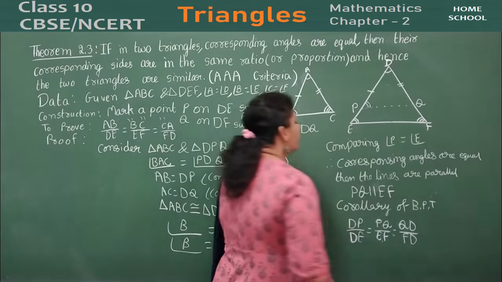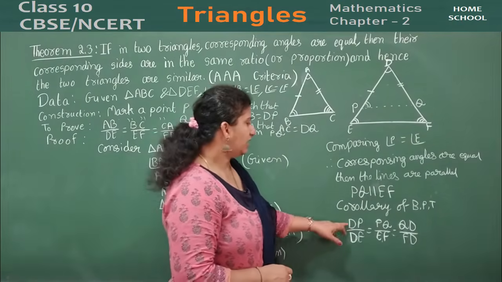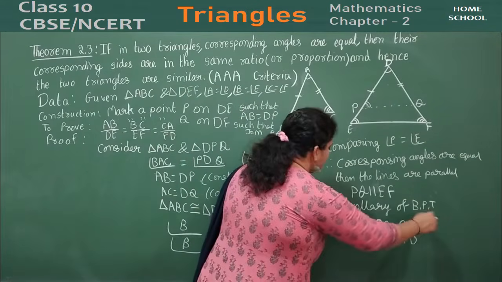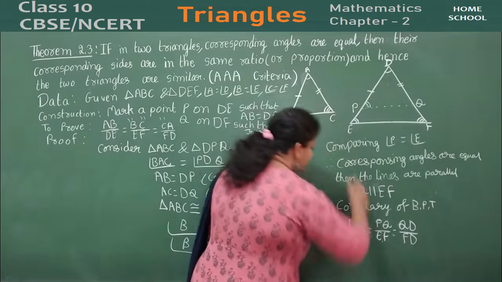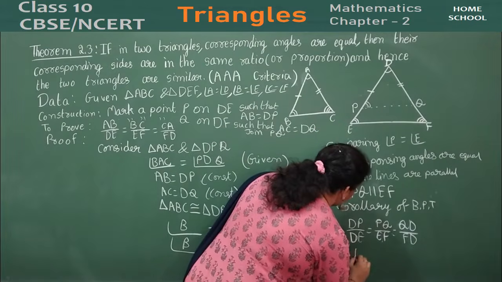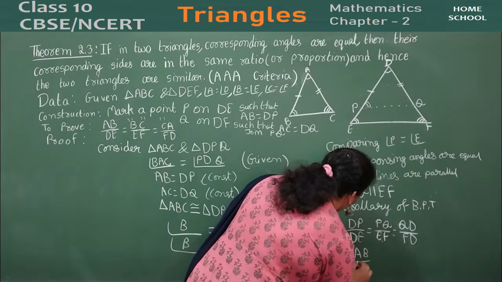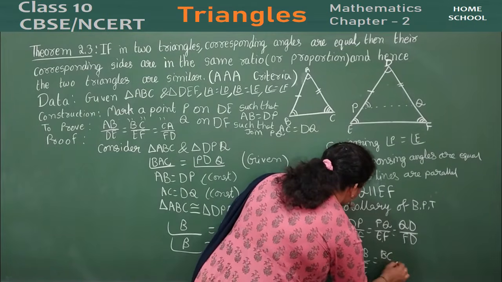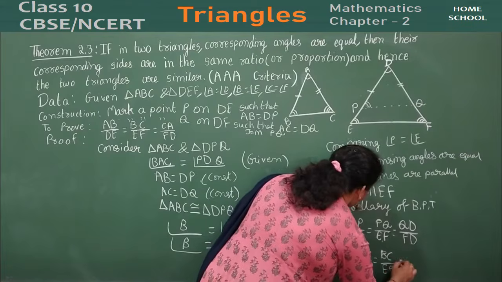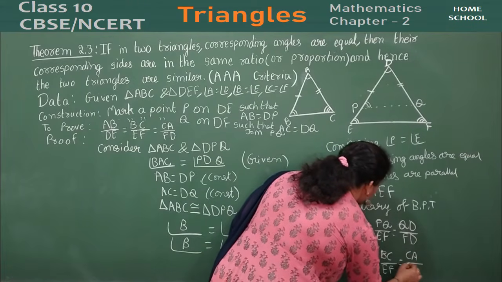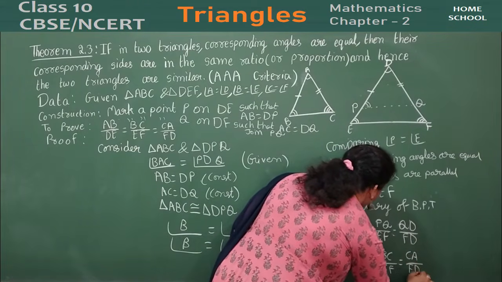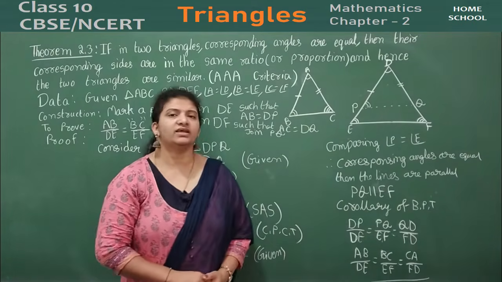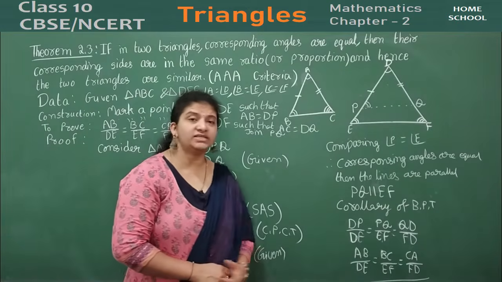So finally, what can you say here, children? DP is also equal to AB, right? So in the place of numerators I am going to apply this triangle's sides, that is AB by DE is equal to BC by EF is equal to CA by FD. Hence, it is proved. How is it proved?